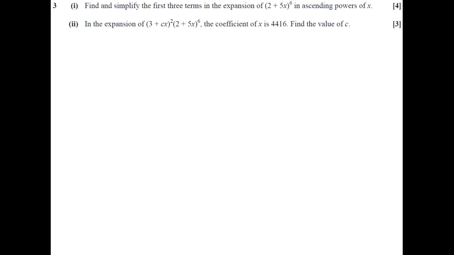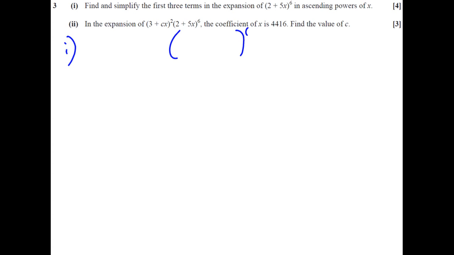Okay, question 3. Find and simplify the first 3 terms in the binomial expansion of 2 plus 5x to the power 6. Okay, so what you're going to do is you're either going to use Pascal's triangle or you're going to use nCr, and you're going to get the first 3 terms. Now let's think about what's going on. Let's color code this one.